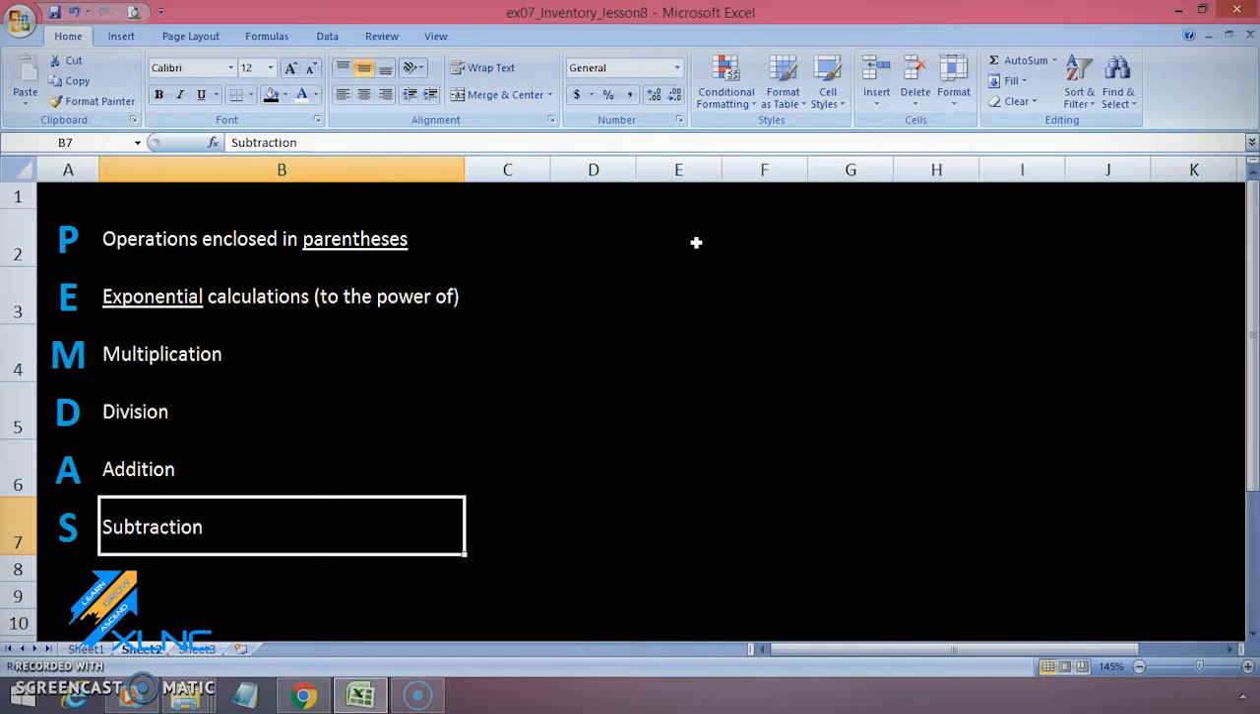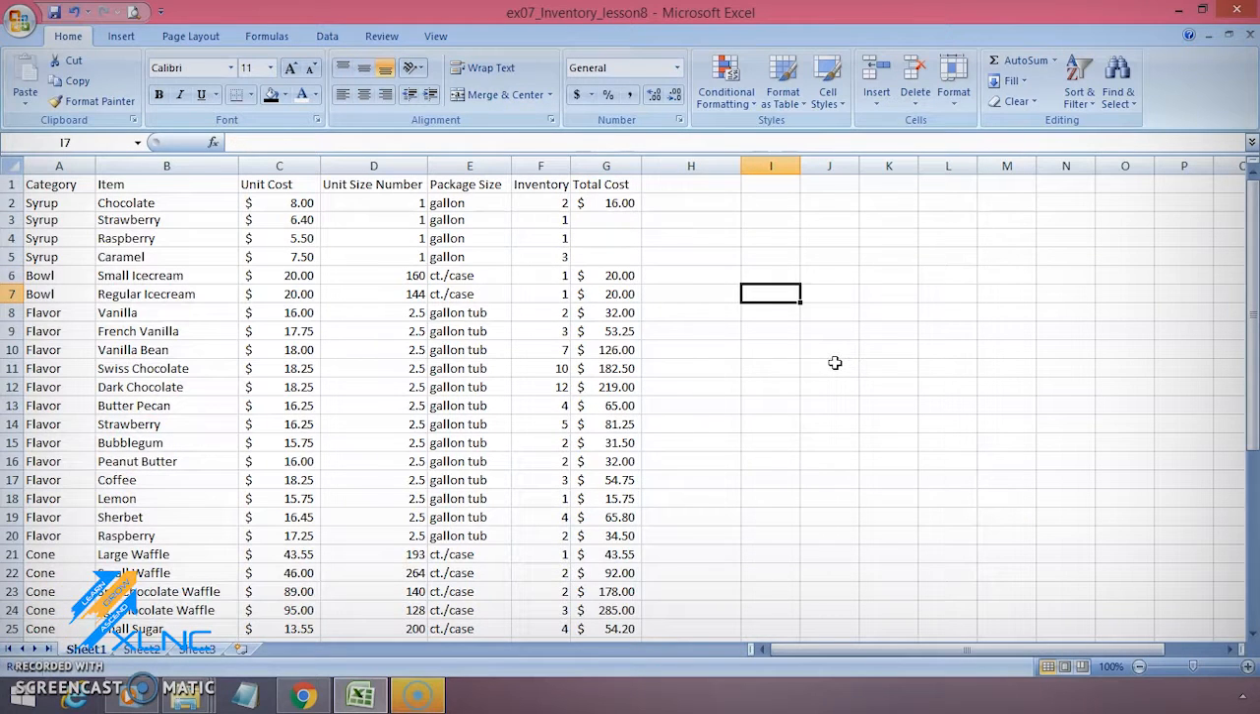Now let's take a look at how the order of operations will affect your Excel formulas. Let's write a formula with two operations. As always, we'll start with an equal sign. Now Excel will follow the order of operations and will multiply two numbers and then add. So 3 times 2 equals 6 and 3 plus 6 equals 9. Yes, the answer is 9.